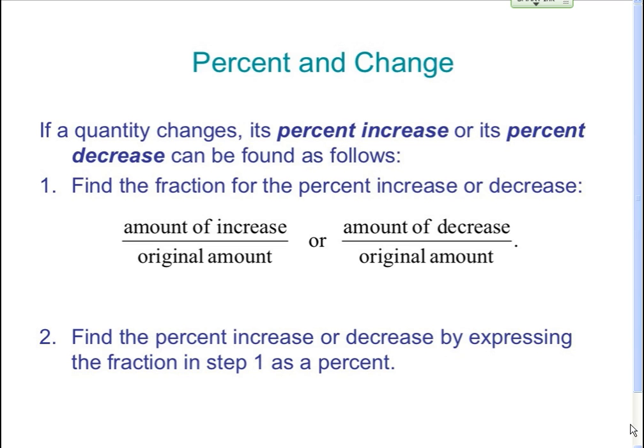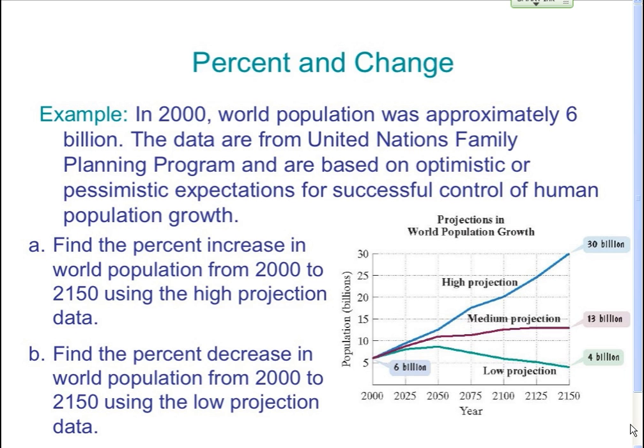All right, here's an example as we wait for the computer. There we go. In 2000, world population was approximately 6 billion. Find the percent increase in world population from 2000 to 2150 using the High projection. This is an estimate. Okay, so find the percent increase. So we're starting at 6 billion right here. 6 billion. And the High projection has us at 30 billion.